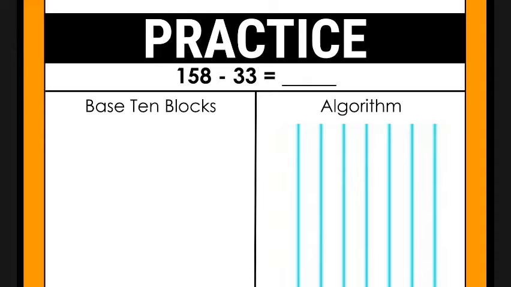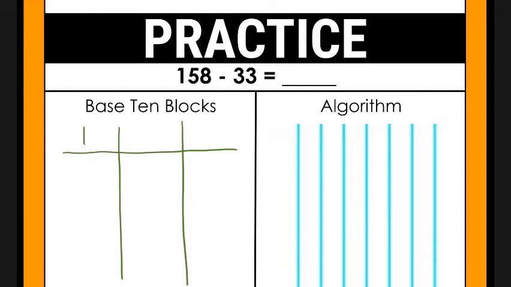We're going to start with the problem 158 minus 33. So we're going to solve this problem first using the base 10 blocks and next using the algorithm. So for the base 10 blocks, we need to set up our hundreds, tens, and ones chart. Next, I'm going to build my minuend, which is 158. So I have 100, 5 tens, and 8 ones.